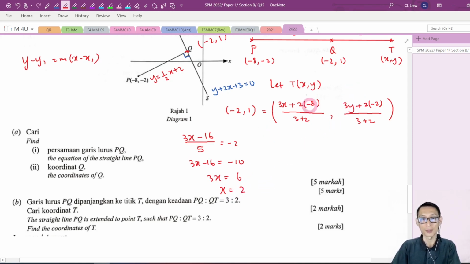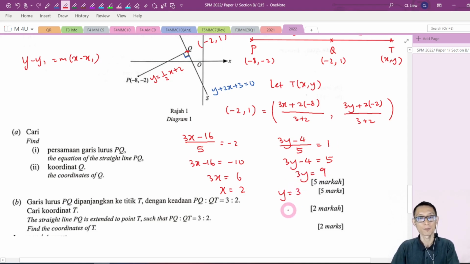Now, do the same thing for the y coordinate. This is equal to this. 3y minus 4, over 5, is equal to 1. So 3y minus 4 is equal to 5. 1 times 5, you get 5. So 3y is equal to 5 plus 4, which is equal to 9. And y is equal to 9 divided by 3, and you will get 3. Now we know the coordinate of T is 2, 3.